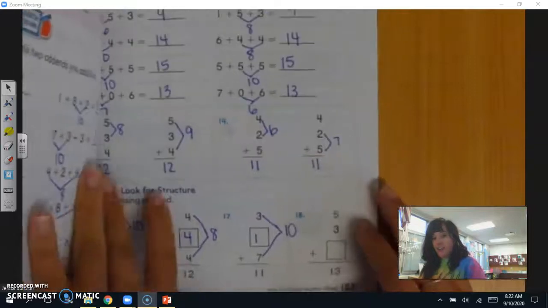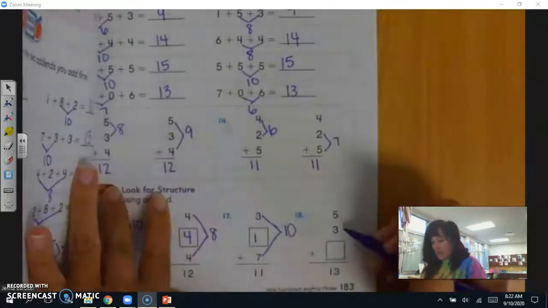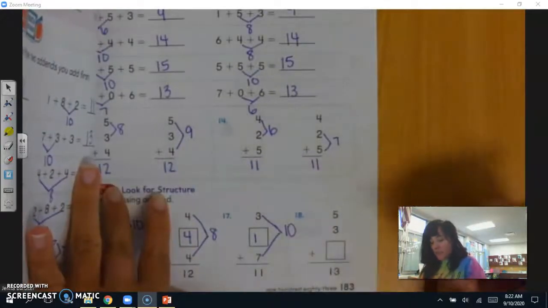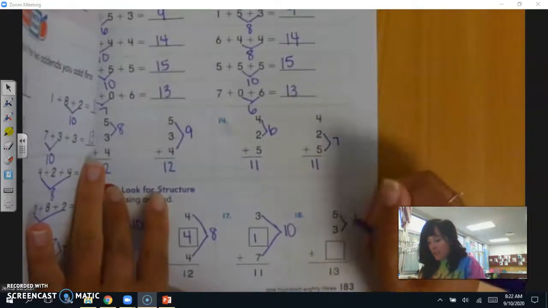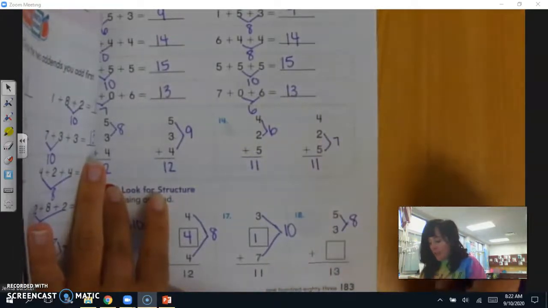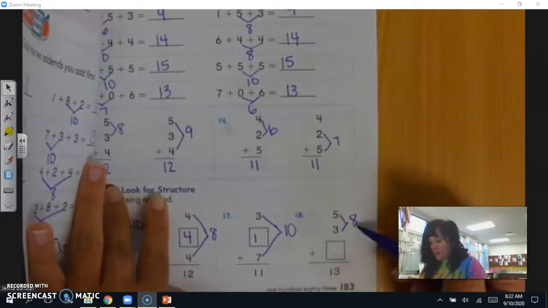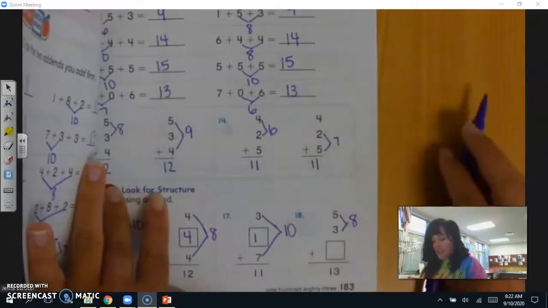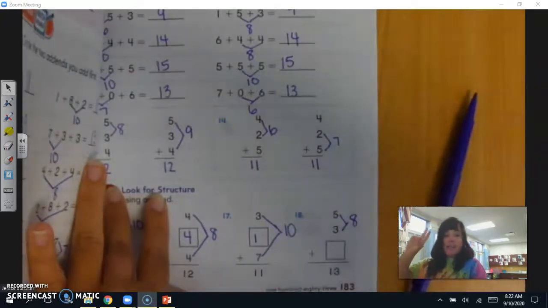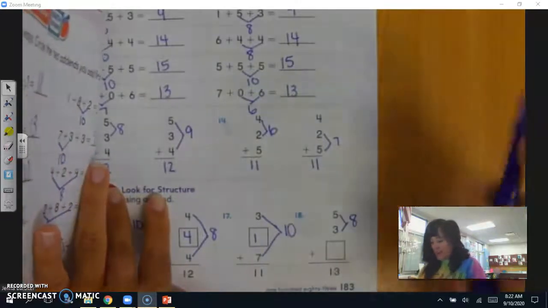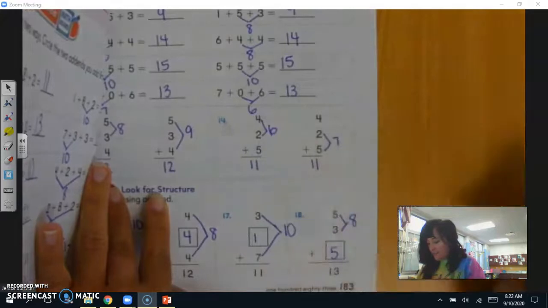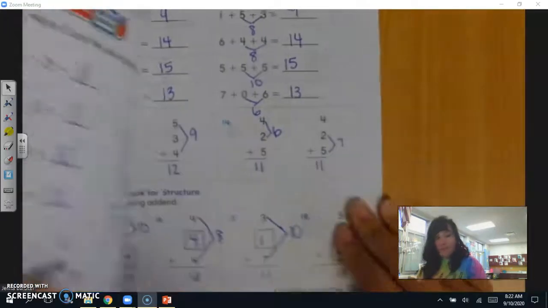All right, finally, number 18. 5 plus 3 plus something equals 13. 5 plus 3 equals 8. All right. So here we have 8. 8 plus what is going to get us to 13? 8, 9, 10, 11, 12, 13. 5. All right. There we go.